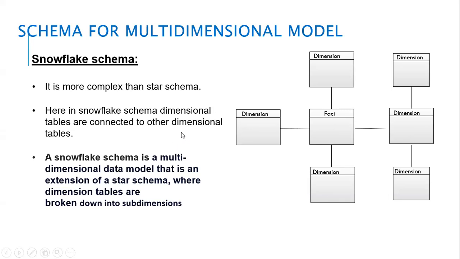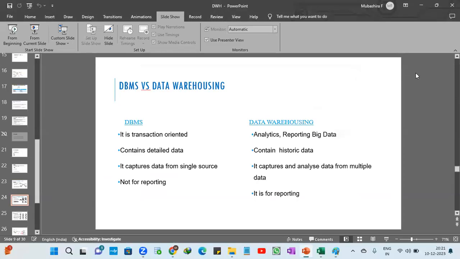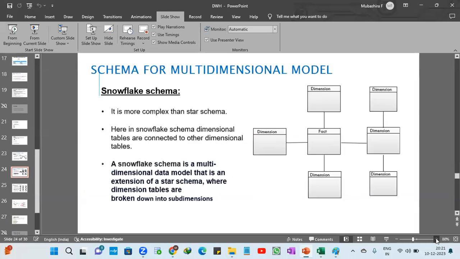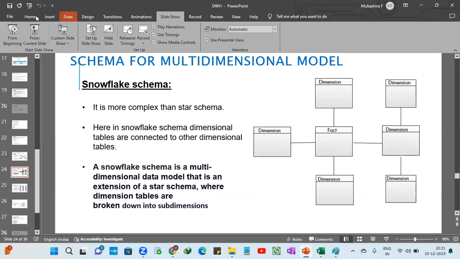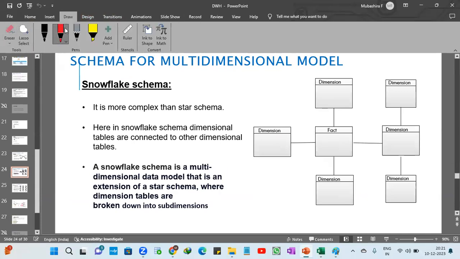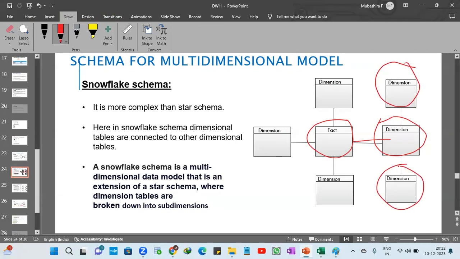What makes the difference in a snowflake schema? A dimension can have a sub-dimension. So if you notice, a central fact table will be there surrounded by the dimension tables. This is fine. Here we have the dimension table connected to the fact table, but this dimension table has a sub-dimension. So that is called a snowflake schema.